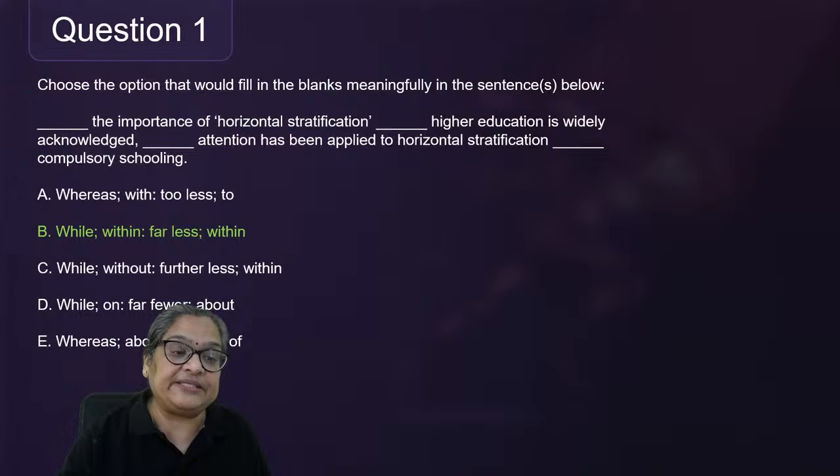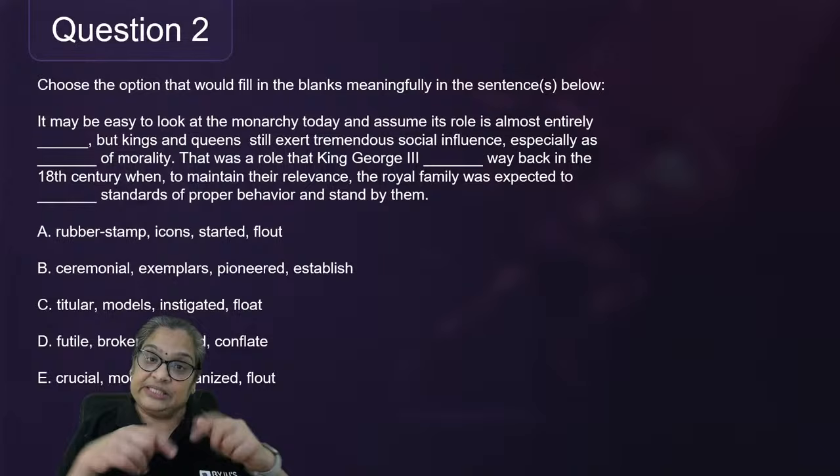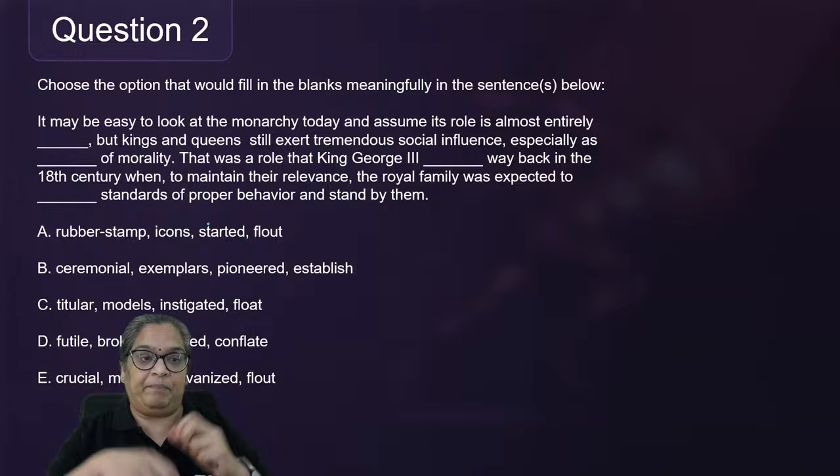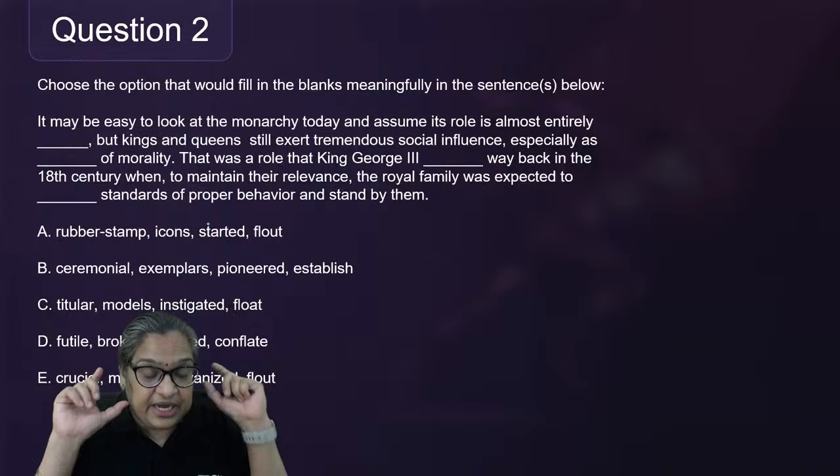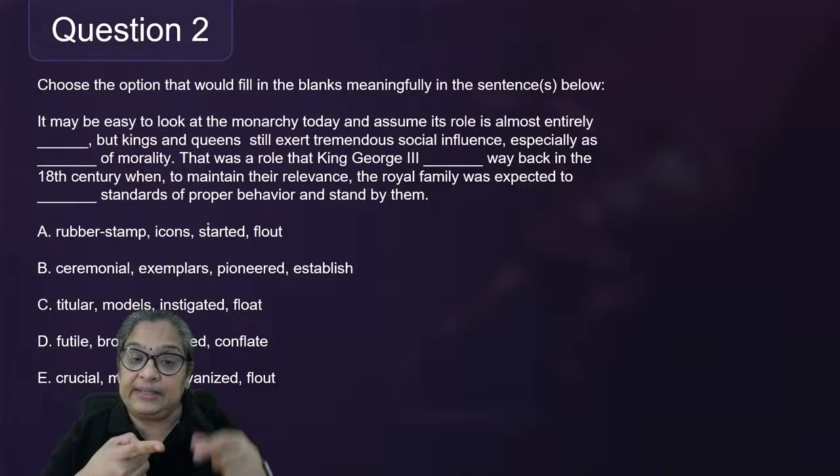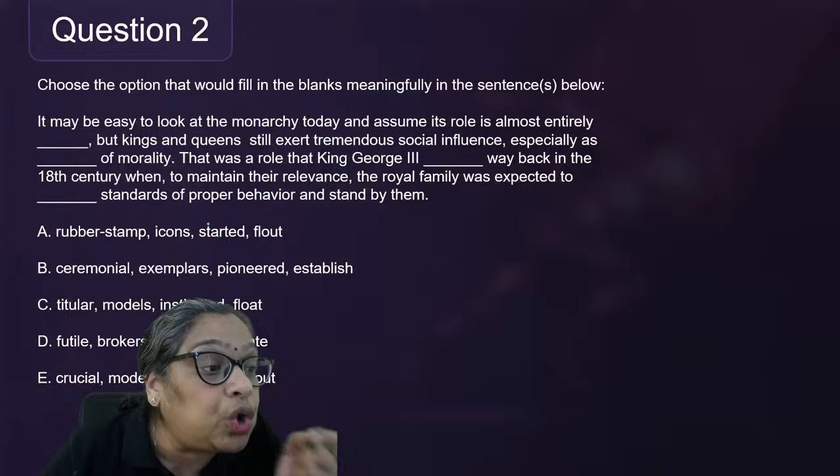Ready? Clear, all of you? Okay, let's look at the second question. This is patterned on an earlier paper, something on monarchy, picked up another one which was similar. It may be easy. So first read the sentence completely. When you read it, you get the intended meaning of the author. You also get an idea of the tone of the passage.